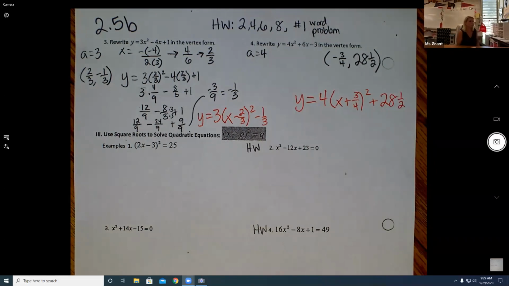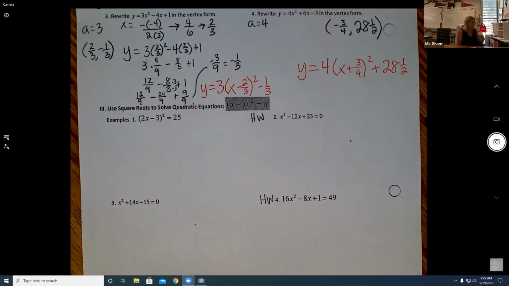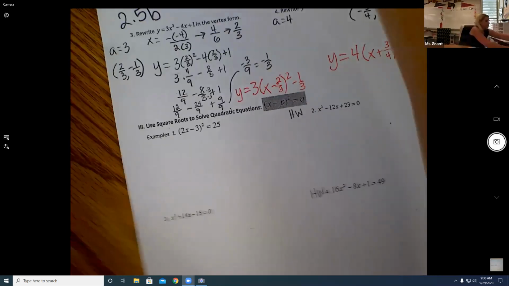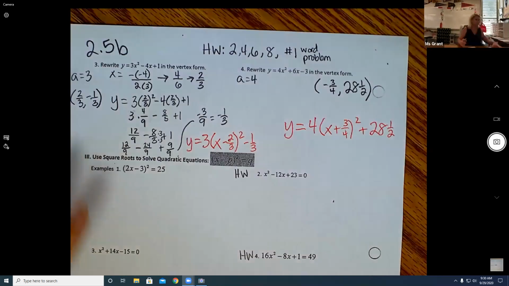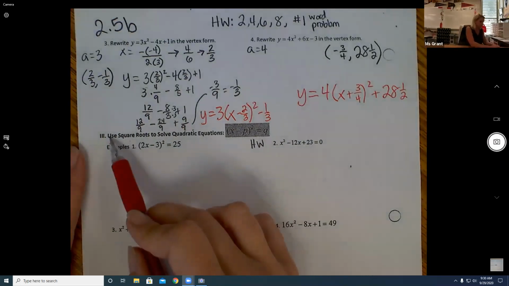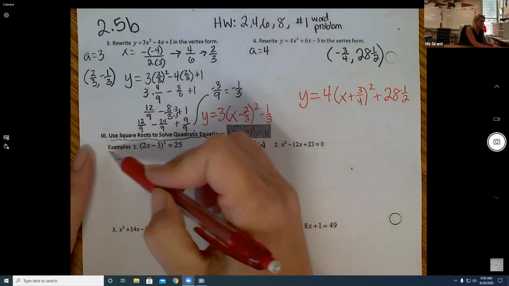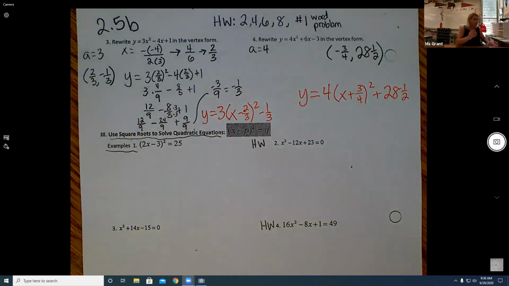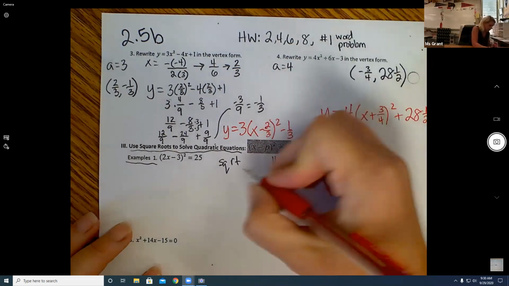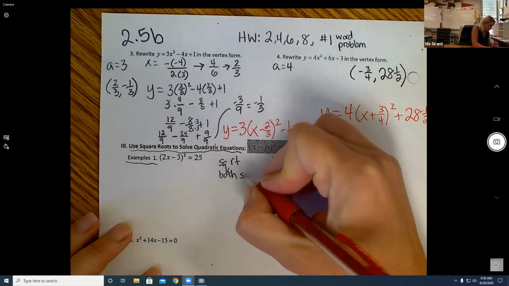Okay. All right, now what I'm going to do with you is I'm going to do 1, 3, 5, and 7 with you in class today, and then you'll have the others to do for homework. So example number 1 is, there we go, much better. I know that the directions say use square roots to solve the quadratic equations, but only example 1 has that. So I'm going to square root both sides.